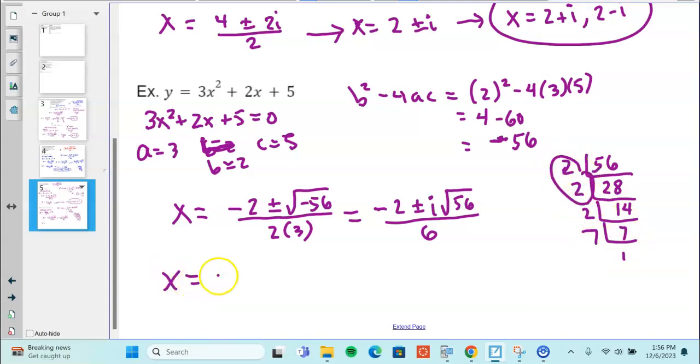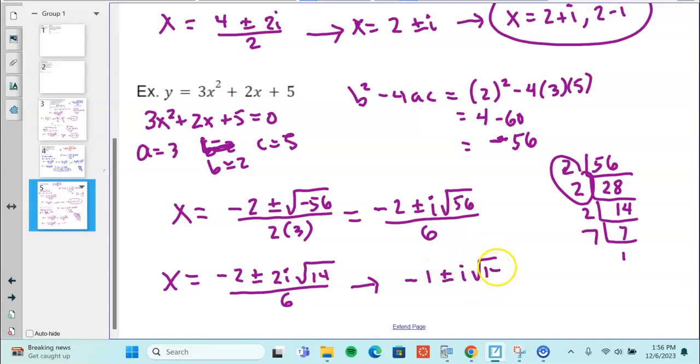So x equals -2 plus or minus, and from that 56, I can bring out a 2. And then the 2 times 7 is still underneath the radical. And we have that. Now I can reduce that by a factor of 2. And so what I would have is -1 plus or minus i times the square root of 14 over 3.